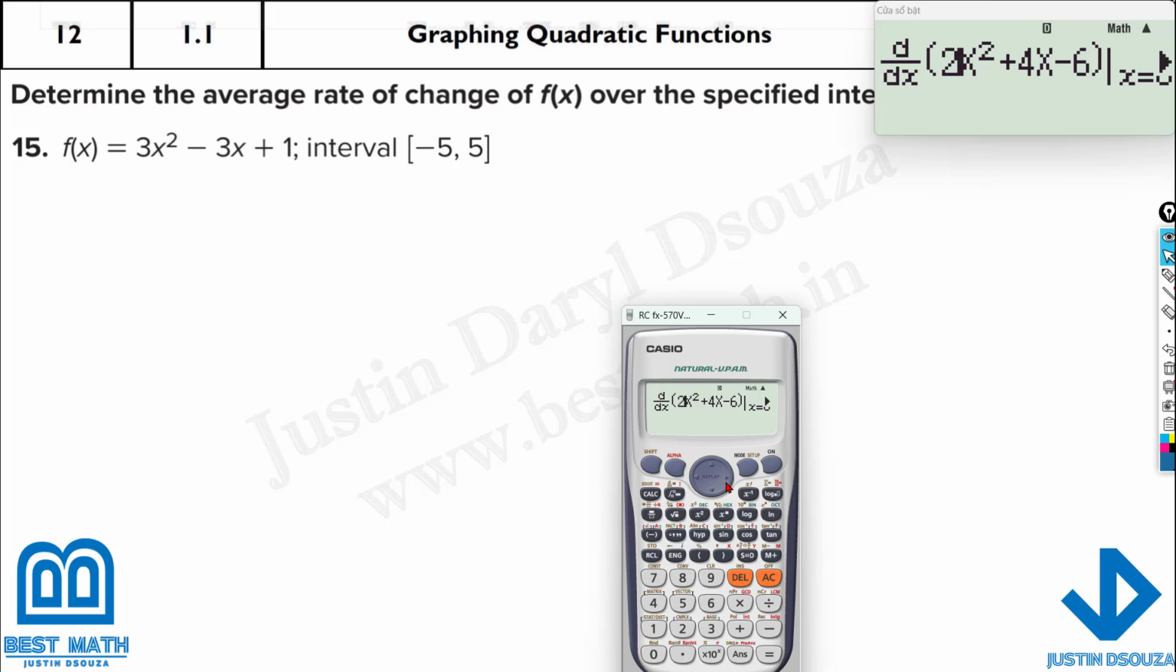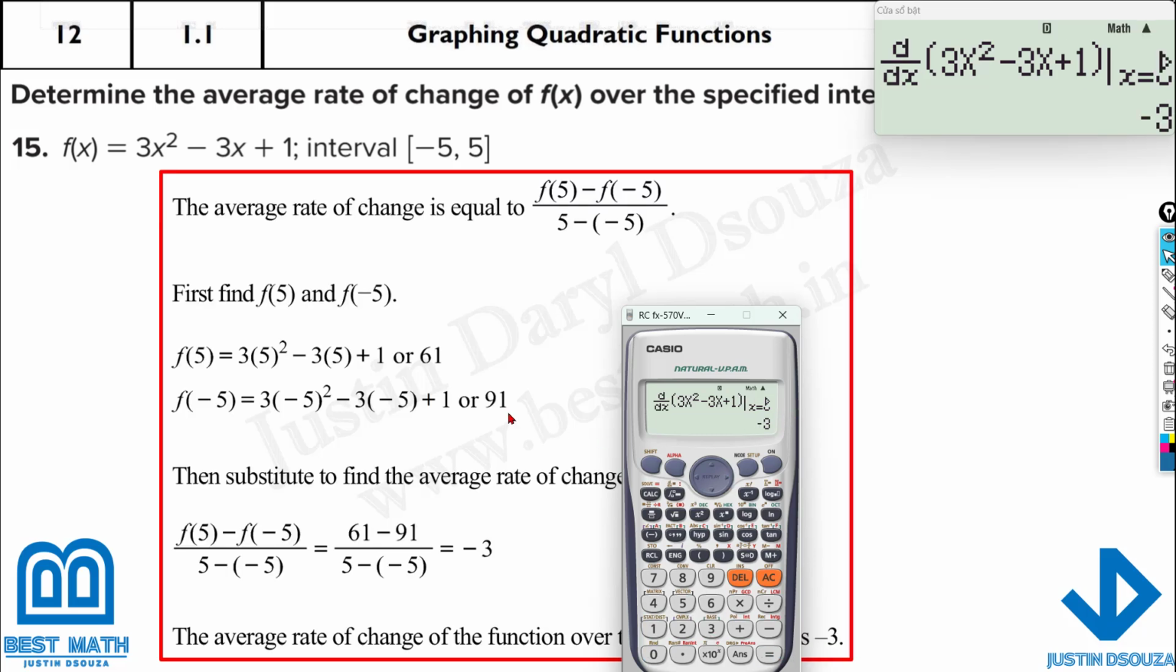What about this one? It'll be 3x squared. Now I'll do it from the beginning. If you're wondering how to get it, shift and this symbol, you get d by dx. That's the derivative. 3x squared minus 3x plus 1. And here we go. It is 0 here. That's the answer, minus 3.